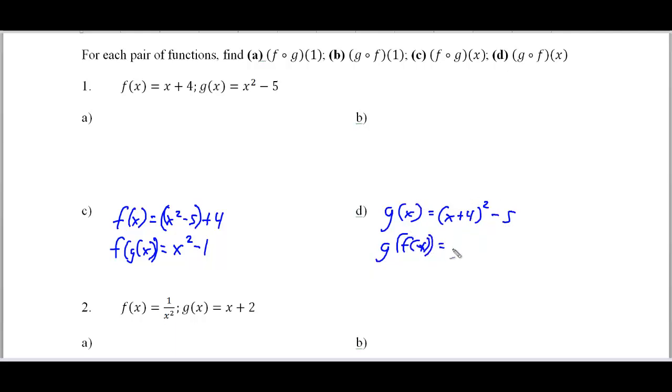And then I can just FOIL this out here. This is going to be x squared plus 8x plus 16 minus 5. That's this FOILed. So this makes x squared plus 8x plus 16 minus 5, x squared plus 8x plus 11. And there's my answer there for my g of f of x.